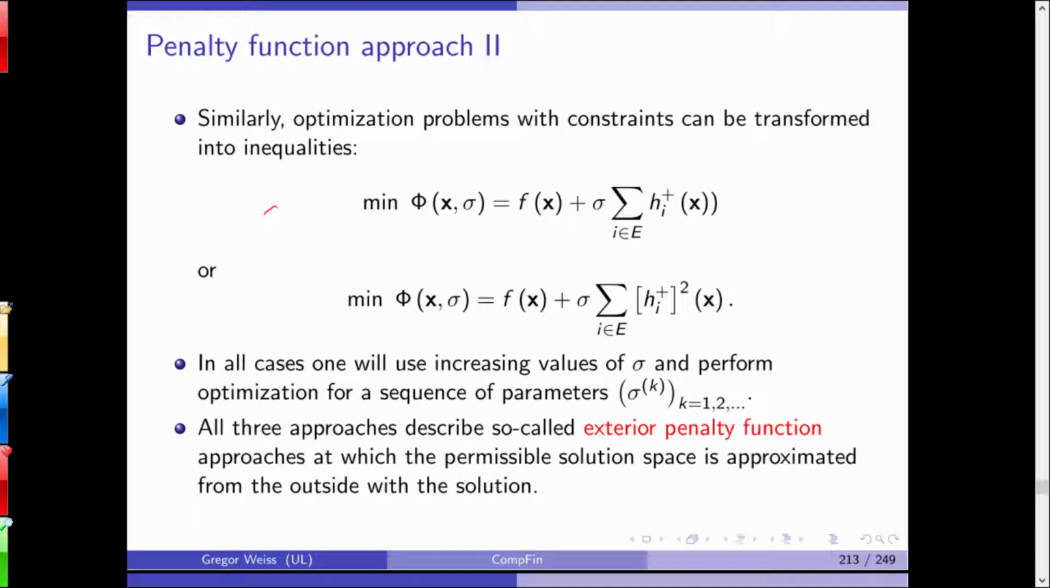Here you can still see how you can transform constraints with inequalities. You know that, for example, if you have constraints in inequation form as inequalities, you can just take the positive or the negative part, and then you would only punish the function for violating, for example, the numbers to be positive or negative. You can also do the same here. You can still square it. And all these three approaches describe so-called exterior penalty function approaches. So they are approximating the solution from outside of the permissible set of solutions.